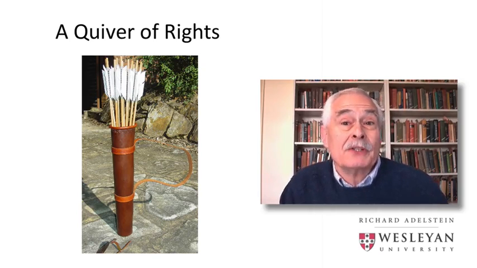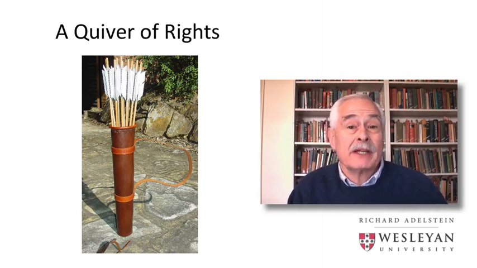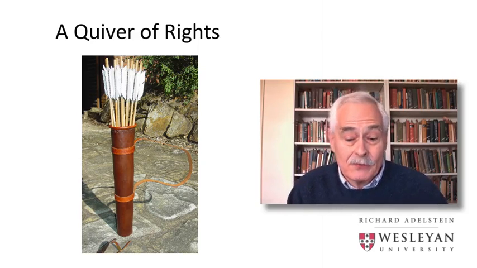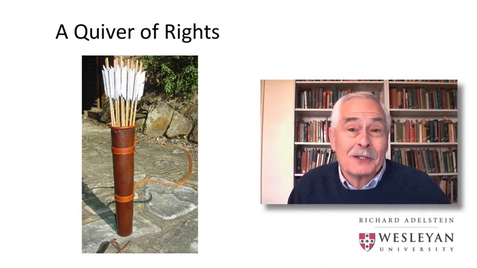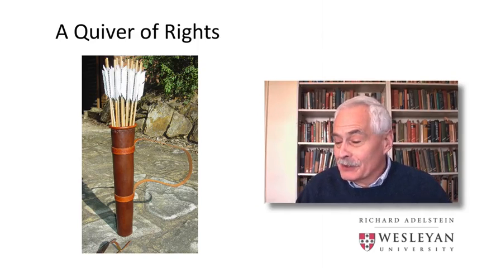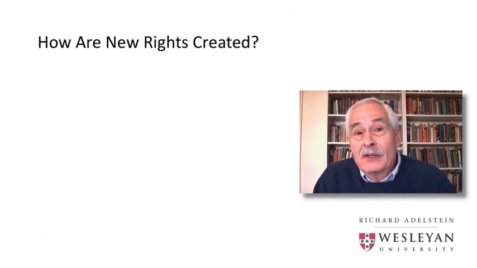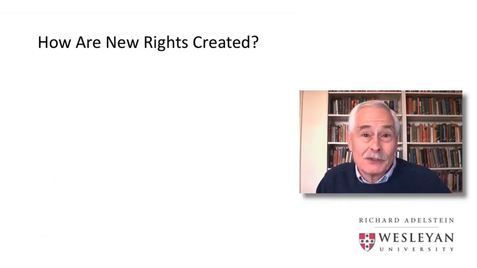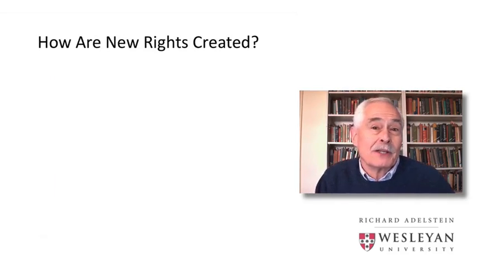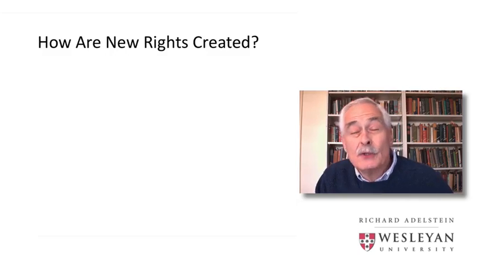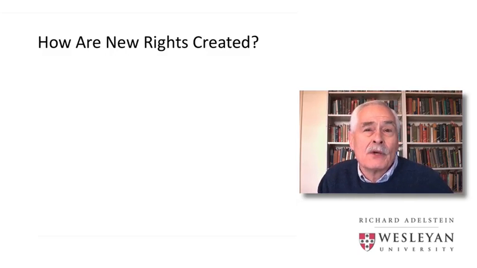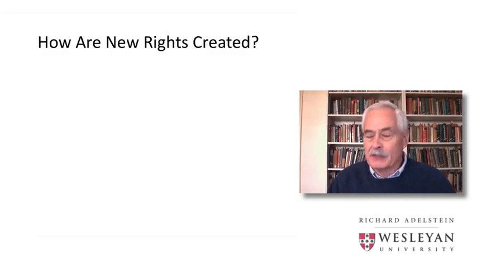So, with this image of property rights as representing a bundle of arrows or a quiver of arrows, let's ask the final question in this portion of the course. And that is, how are new rights created? I've suggested that there's a different property right for every potential use of an object, and so the question then becomes, how is it that new uses become the subject of property rights, and how are those property rights to new uses of objects distributed, how are they created, generally speaking?